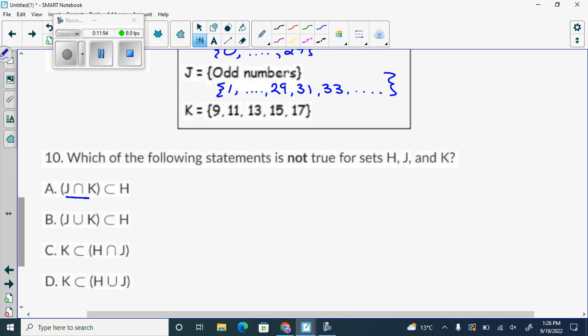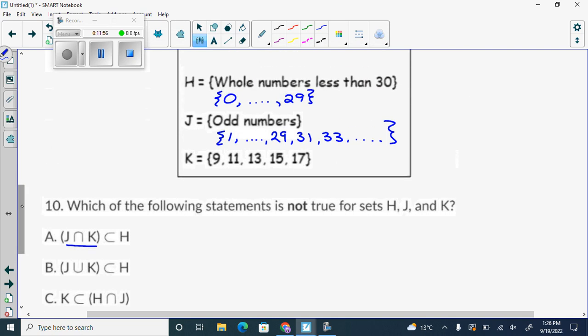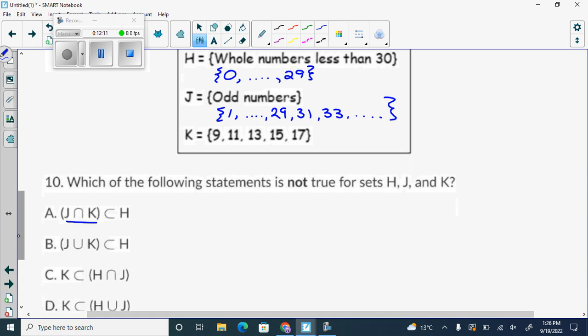So, J and K. What's in J and in K is all of K, right? 9, 11, 13, 15, 17, is a subset of H. H is all the numbers. Oh, I think there's a faulty thing. So this is true. Just wait, they might not all be true. I forgot that one keeps going. So J and K is a subset of H, which is true, because J and K are just 9, 11, 13, 15, 17, and that's a subset of H. True. J or K is a subset of H is actually false.